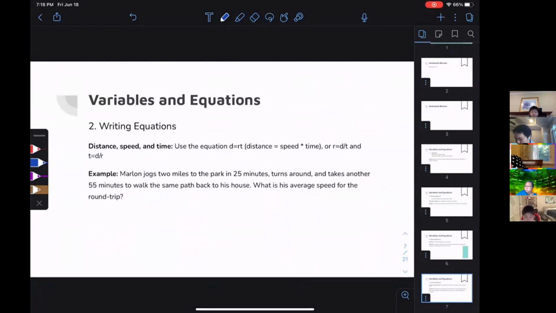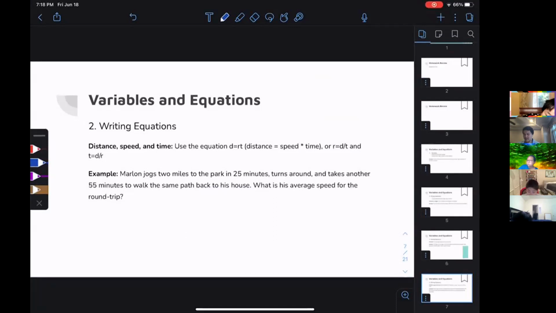Okay, and moving on, we have the distance, speed, and time equation. We have distance equals speed times time, or rate times time. That's why R is used. And you have speed or rate equals distance divided by time, and then time is distance divided by rate.